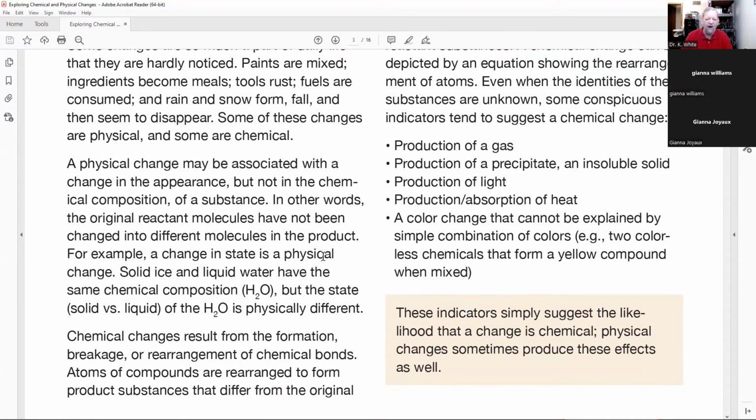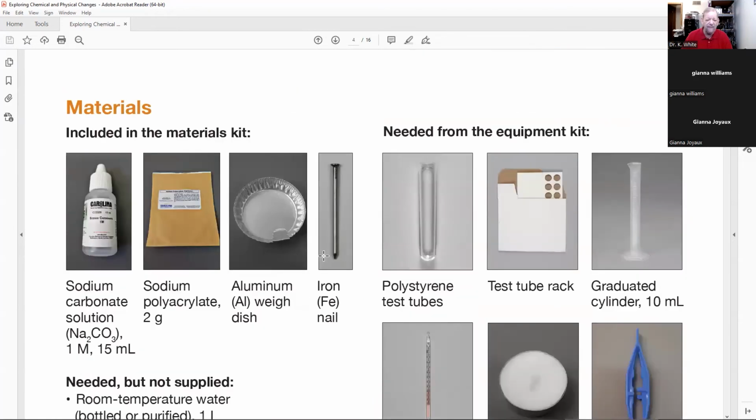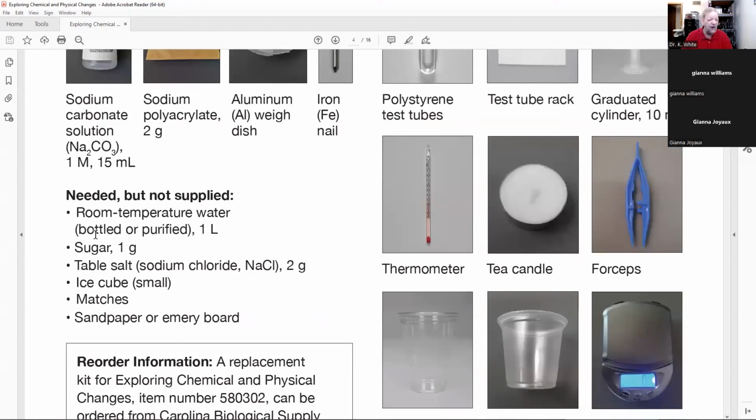But because water has ions in it, for this lab, you will need, notice they have here, needed but not supplied, room temperature bottled or purified water. Now, if you want to really splurge, and it's not that expensive, go to a local supermarket, and I know Jewel used to have it, I haven't looked in a while, and buy a bottle of steam distilled water. If not, your bottled water should work okay. I don't know, but I would get the steam distilled water.